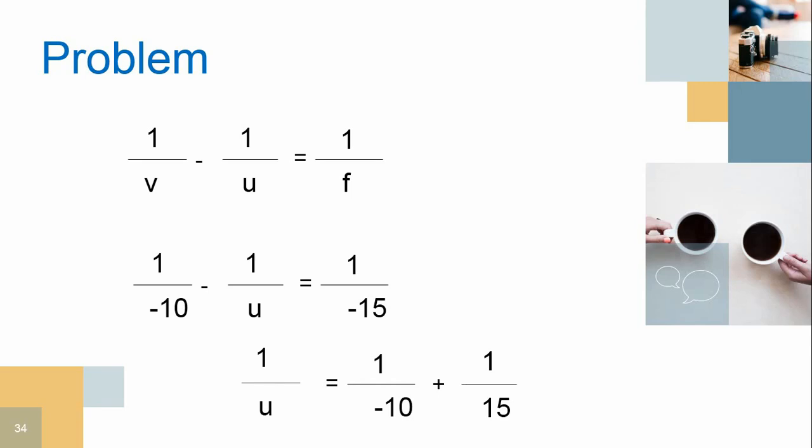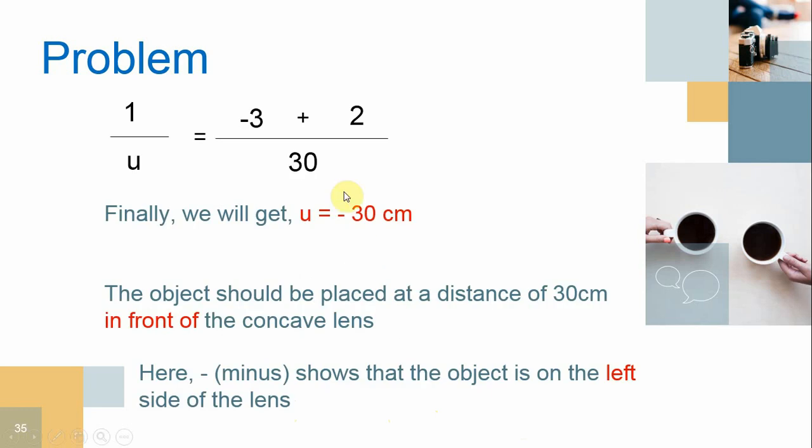Now we use the lens formula 1 by V minus 1 by U is equal to 1 by F. Substituting the values of V and F, after solving these equations, we get 1 by U is equal to 1 by minus 10 plus 1 by 15. Taking the LCM, finally we get U is equal to minus 30 centimeter. So here minus indicates the object is placed in front of the lens.